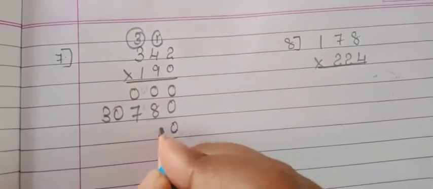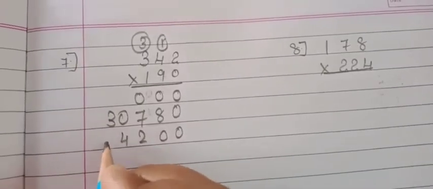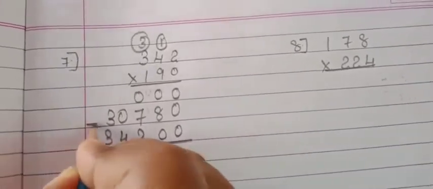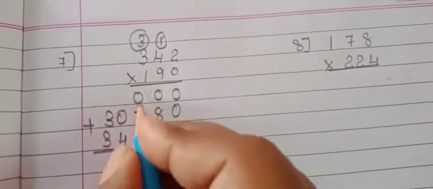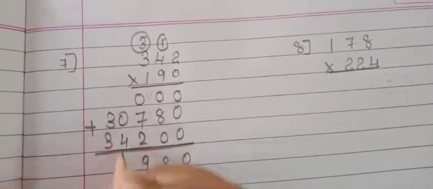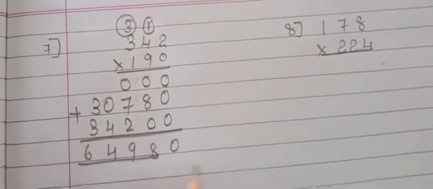Now we will multiply by 1. So before that we will write 2 zeros. So 1 2s are 2. 1 4s are 4. 1 3s are 3. Now we have to add. 0 plus 8 plus 0, 8. 0 plus 7 plus 2, 9. 0 plus 4, 4. 3 plus 3, 6. So our answer is 64,980.